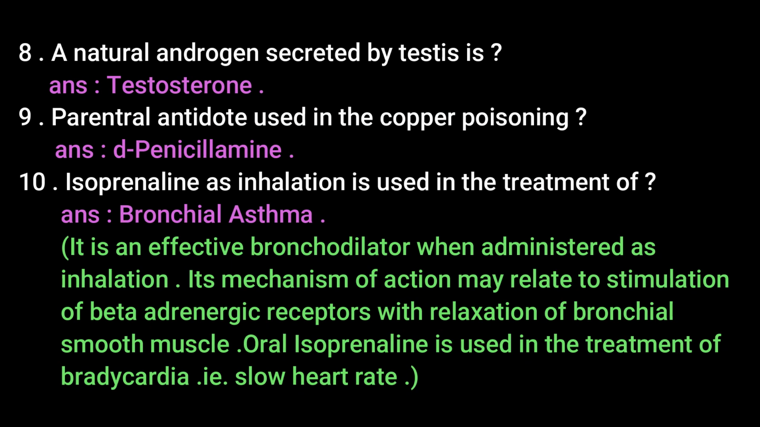Next question, a natural androgen secreted by the testes is testosterone. Ninth question, parenteral antidote used in the copper poisoning is D-penicillamine. 10th question, isoprenaline as inhalation is used in the treatment of bronchial asthma. It is an effective bronchodilator when administered as inhalation, and the mechanism of action may relate to stimulation of beta-adrenergic receptors with relaxation of bronchial smooth muscles. And orally, isoprenaline is used in the treatment of bradycardia, that is slow heart rate.